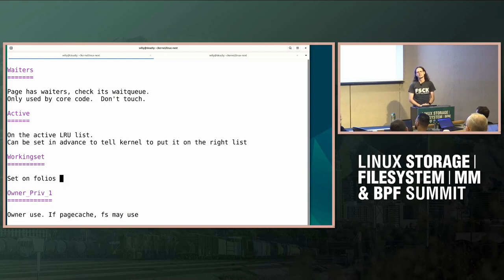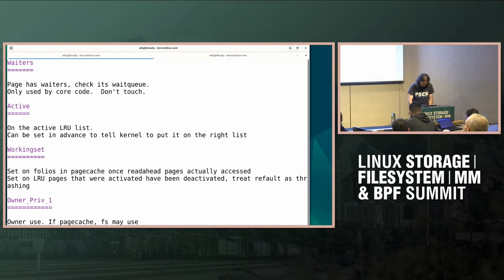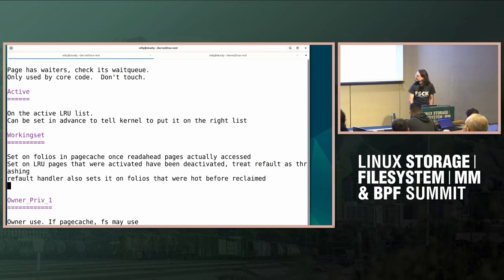So it's set on a read ahead page when it gets actually accessed. It's also set on all LRU pages that have been active and were deactivated, so we know if we should reactivate them, or if they get reclaimed, that we should treat the refault as a thrashing page versus a use once page that got kicked out. And then the refault handler also sets it on pages it determined were hot before they got reclaimed. And that informs stuff like PSI calculation.